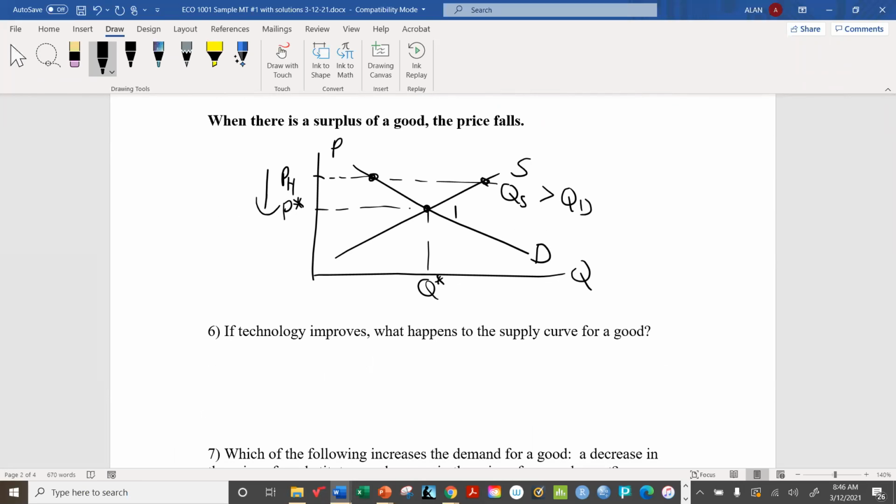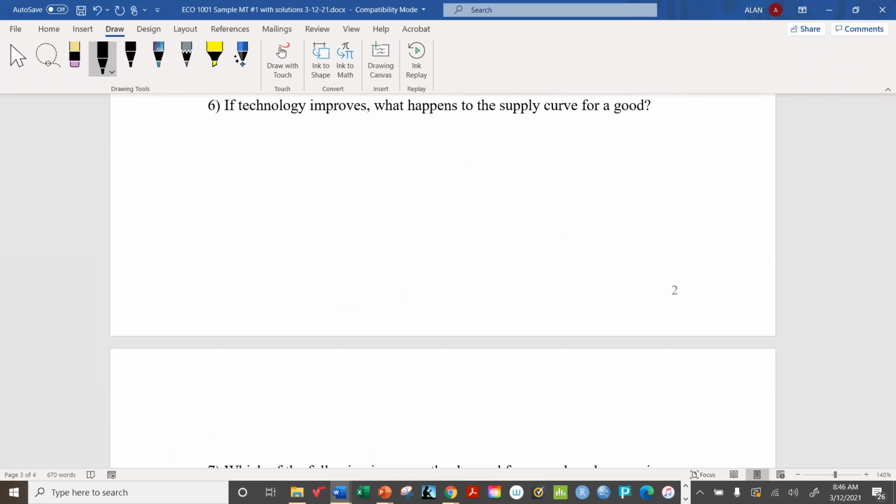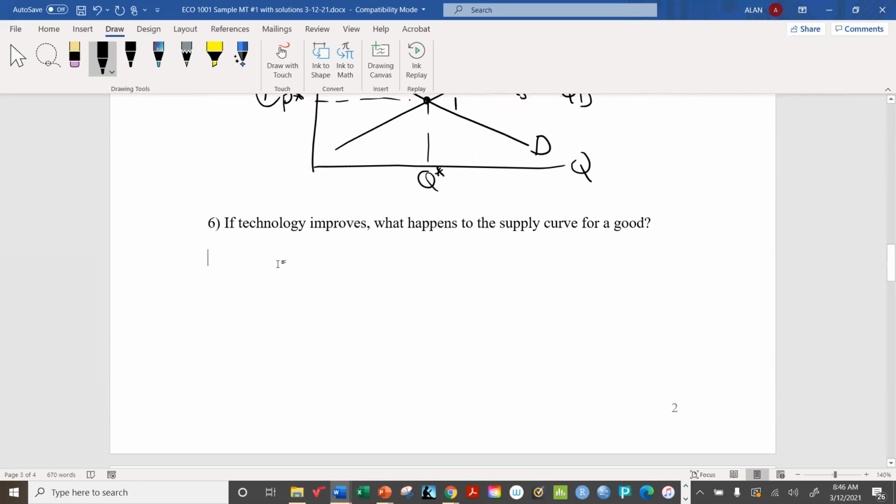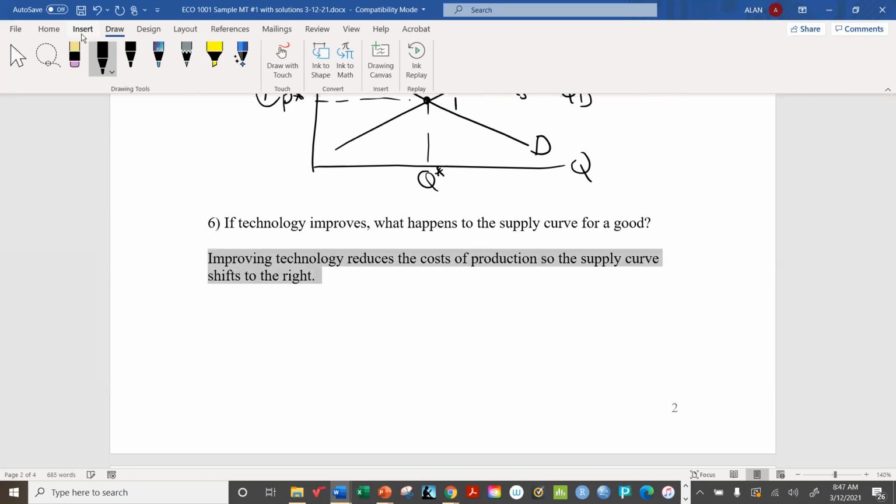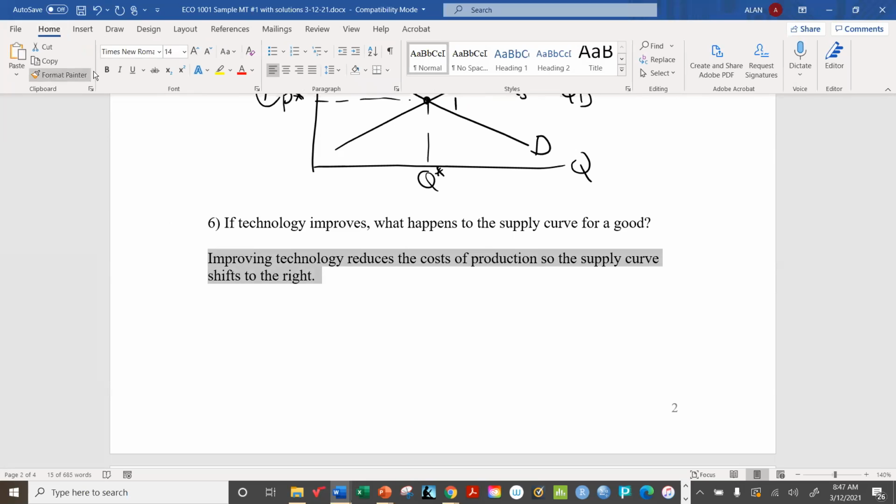Now, if technology improves, what happens to the supply curve? All right, well, improving technology reduces the cost of production, so the supply curve shifts to the right. Okay, in other words, anything that makes it more profitable to produce your goods and services is going to result in the curve shifting to the right.